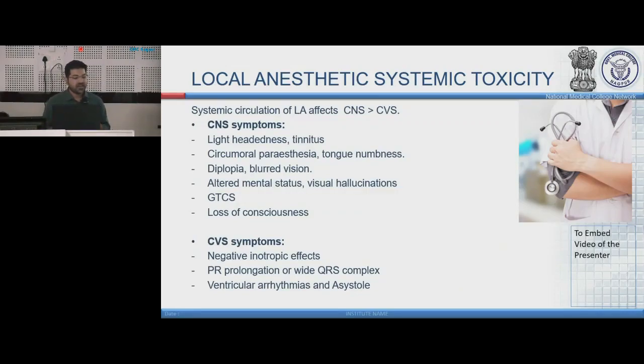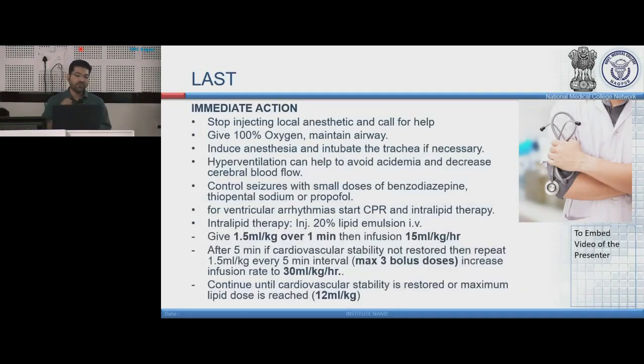CNS symptoms are lightheadedness, tinnitus, circumoral paresthesia, tongue numbness, diplopia, blurred vision, altered mental status, visual hallucination, generalized tonic-clonic seizures, and loss of consciousness. In CVS, we get negative inotropic effects, prolongation of PR interval, wide QRS complex, ventricular arrhythmias, and asystole. In management, immediately we will stop the injection and call for help.